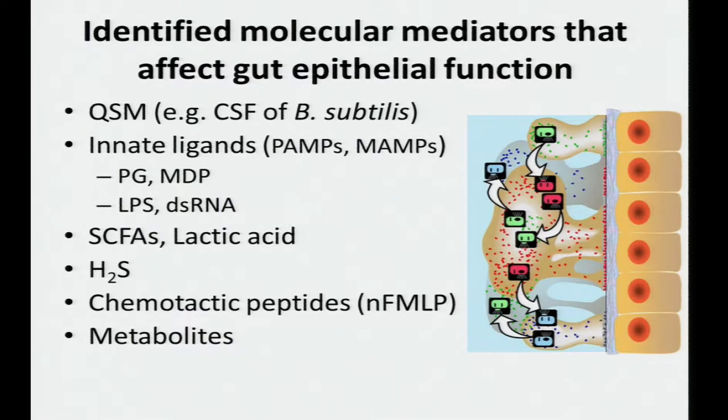Now, a lot is known, and the literature is quite robust with regard to how microbes affect the host side. What is really less well known is what are the mediators that microbes use to impact epithelial function. A few have been identified, and I list them here. They include things like quorum sensing molecules, innate ligands, short-chain fatty acids and lactic acid, hydrogen sulfide, chemotactic peptides, and certain metabolites. But this is certainly not an all-inclusive list, and it's only the tip of the iceberg. And discovery and identification of other agents awaits better technology to be able to detect them.